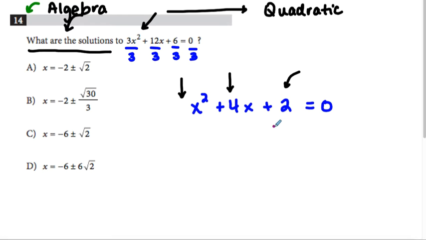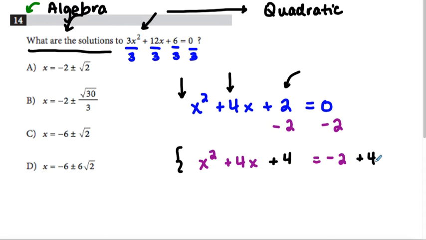So I'm going to first subtract the constant to the other side. That's giving me x squared plus 4x equals negative 2. Then the process of completing the square is I want to create a perfect square trinomial here on the left. So I take half of 4, which is 2, and I square it, which is 4, and I'm going to add it to the left side of the equation. But remember, I can't just add something to an equation without balancing it on the other side, so I have to add 4 to both sides.